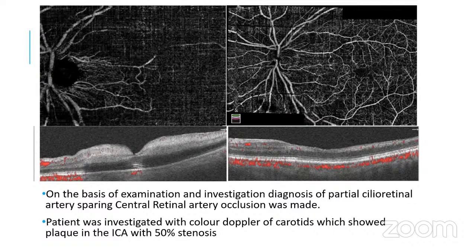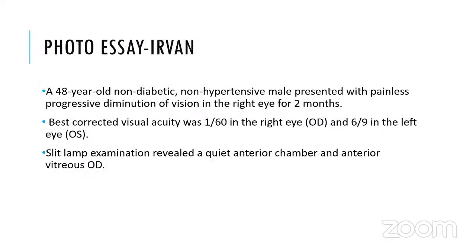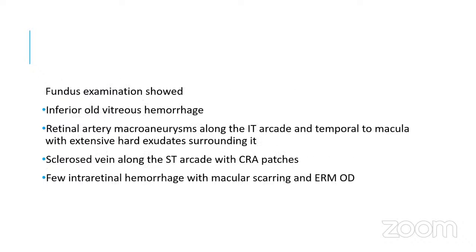Okay, sir. Now the second case is a case of IRVAN, which we would like to present as a photo essay. This patient, a 40-year-old non-diabetic, non-hypertensive male, presented with painless progressive diminution of vision in the right eye for 2 months. The BCVA was 1/60 in the right eye and 6/9 in the left eye. Slit lamp examination revealed a quiet anterior chamber and anterior vitreous in the right eye. Fundus examination showed inferior old vitreous hemorrhage.